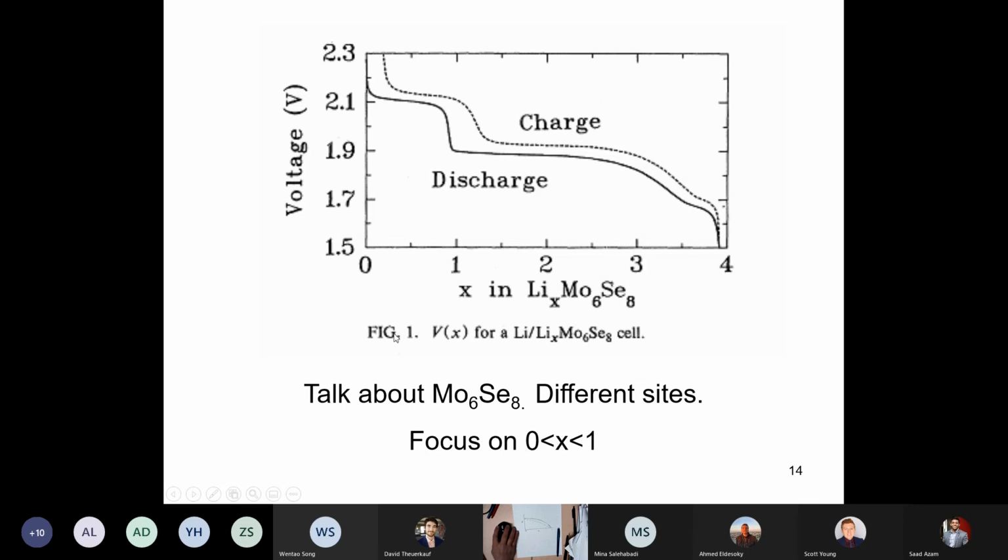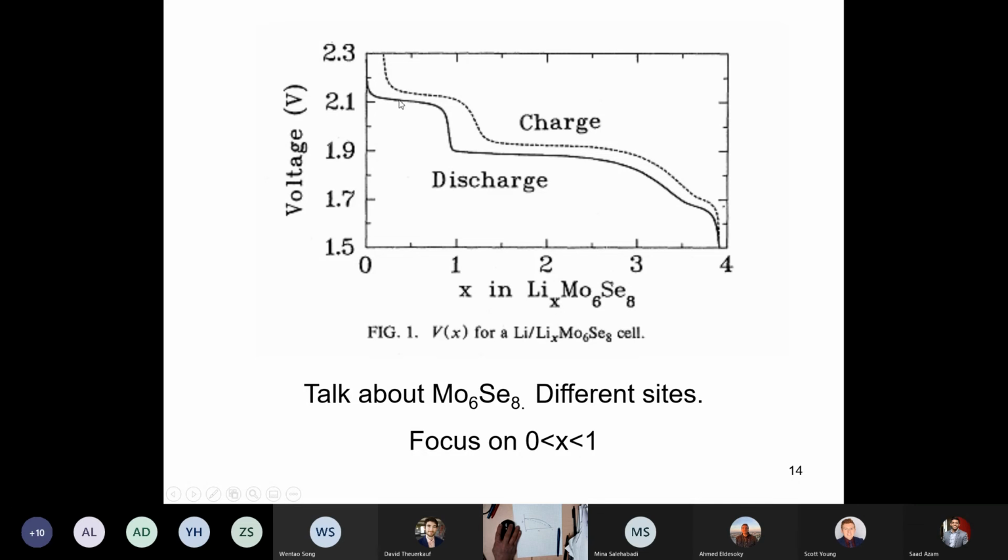All right, so now I want to talk about a real system, Mo6Se8. So I talked about the structure of this in the early lectures. It has Mo6Se8 clusters separated by about 7 angstroms or so. And in the range between x equals 0 and 1, there's 1 lithium per Mo6Se8 unit. They're basically on a simple cubic lattice, the lithiums, with a separation of 6.7 angstroms, so they're very far apart.